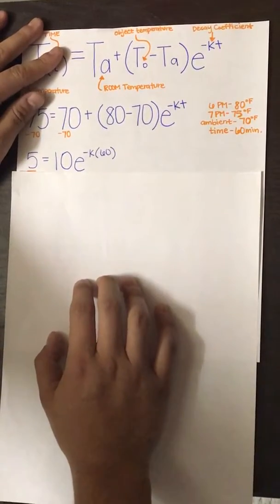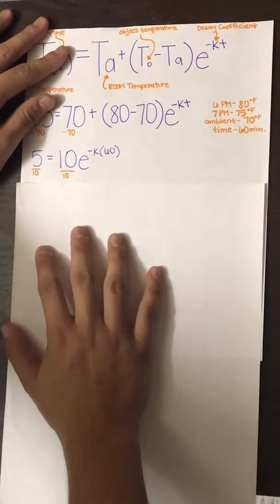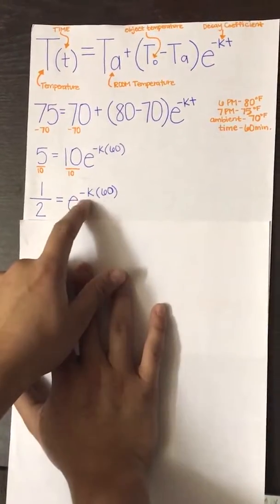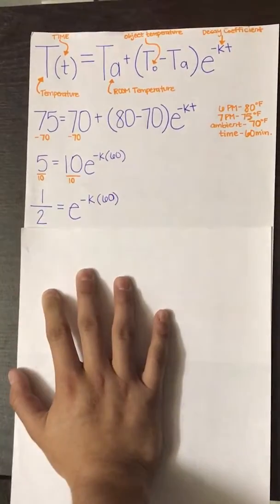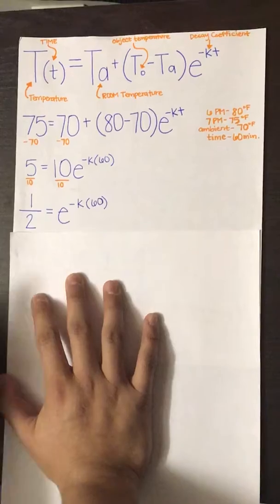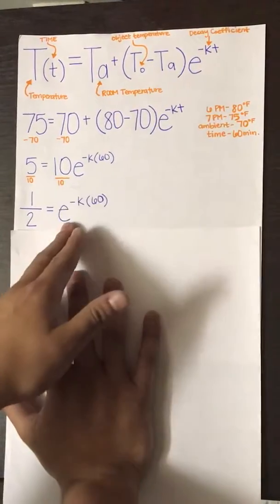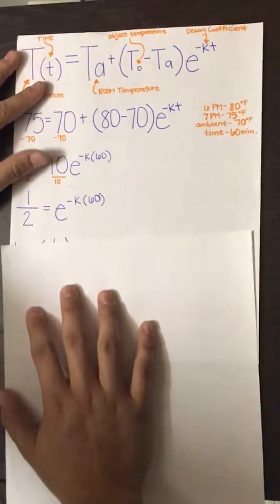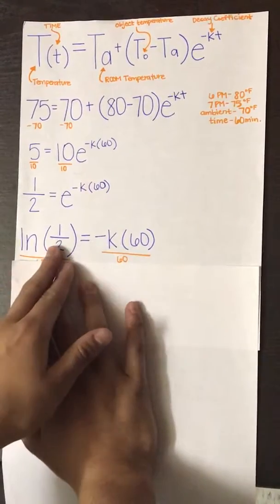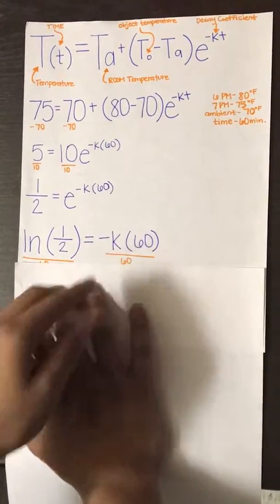Now we're going to divide both sides by 10, and we find that 1/2 is equal to e^(-k·60). Now we're going to need to take the natural log of both sides, and keep in mind that the natural log of e is just equal to 1, so we don't need to worry about it, and we get the natural log of 1/2 is equal to negative k times 60.